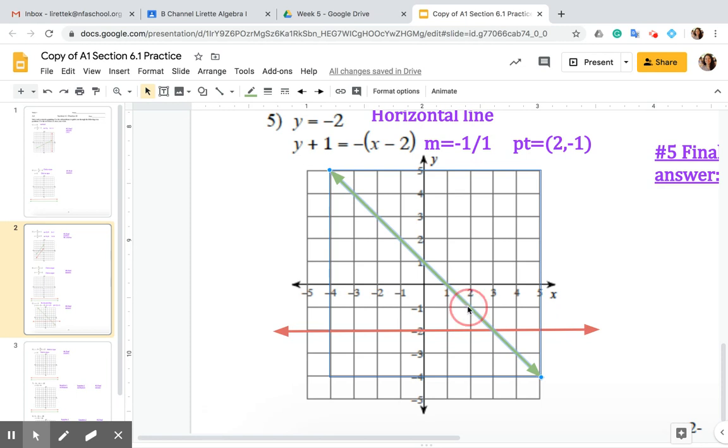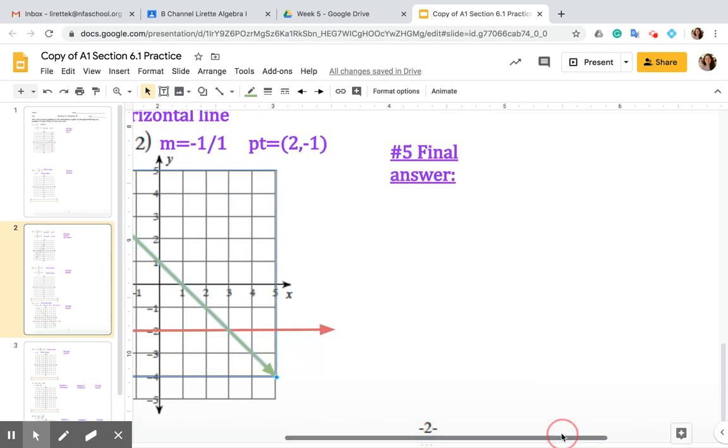So there's still a point right here at 2, -1, okay? And now I look for my point of intersection. Here it is. So I need to write this as an ordered pair. It's at the point 3, -2. Okay, so I'm going to write that in parentheses.